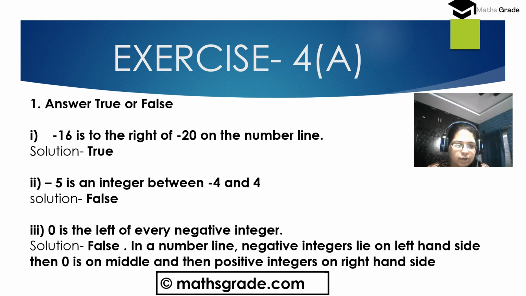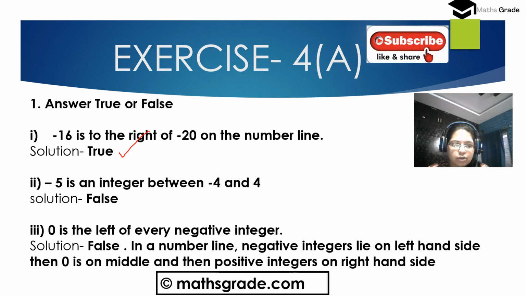Second bit, minus 5 is an integer between minus 4 and 4. This is false. Between minus 4 and 4, the integers will be minus 3, minus 2, minus 1, 0, 1, 2, 3. These are the integers between minus 4 and 4. So minus 5 is not an integer between minus 4 and 4. This is false.